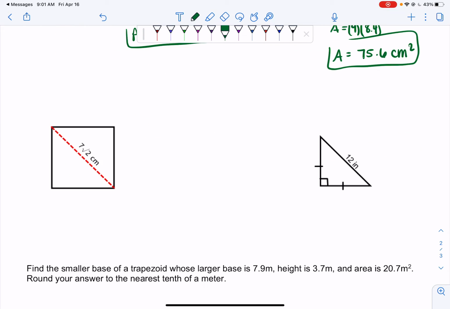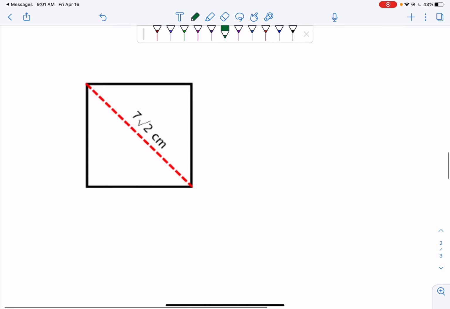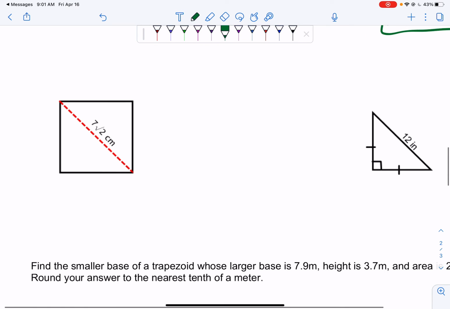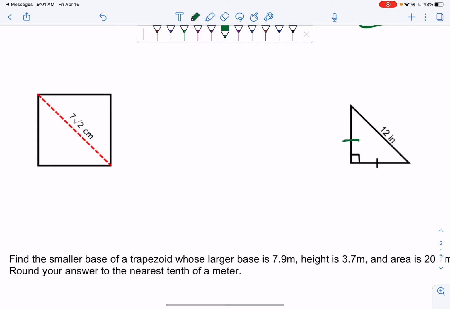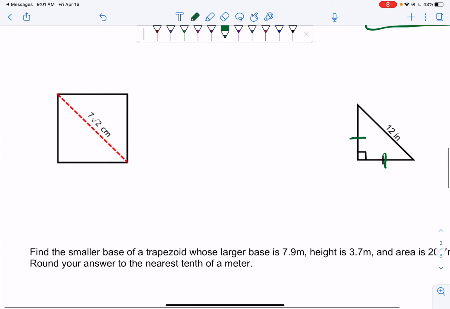Ooh, let's go on to some tricky ones. So these are a little more challenging. If I look, these are going to require Pythagorean theorem. This is a square and this is a right triangle with two sides congruent. So if I look at this one, I know that I don't know what my side length is, so I'm going to put an X here.